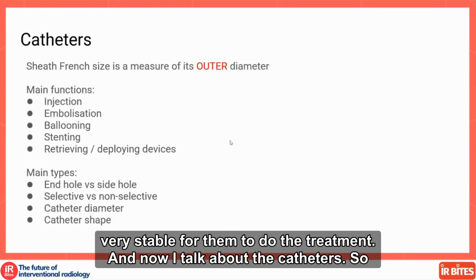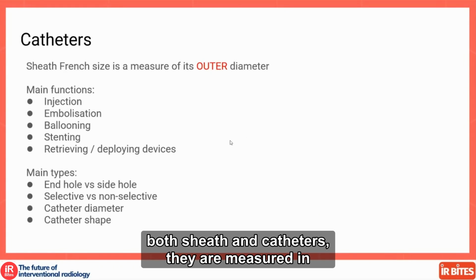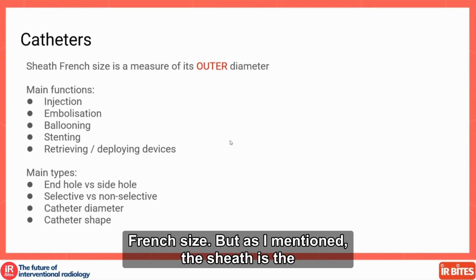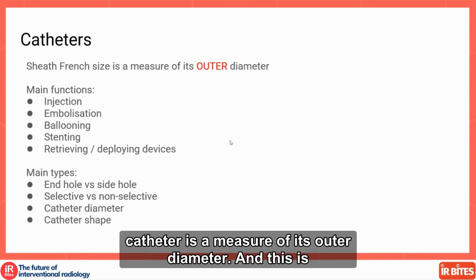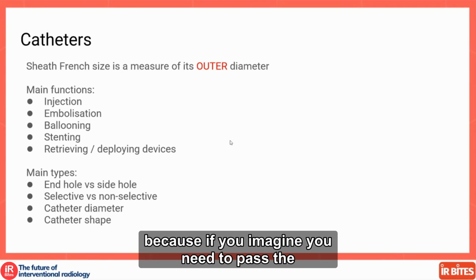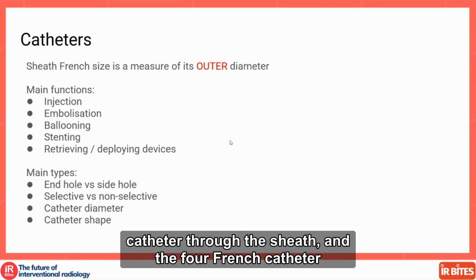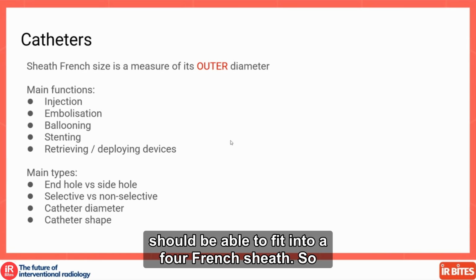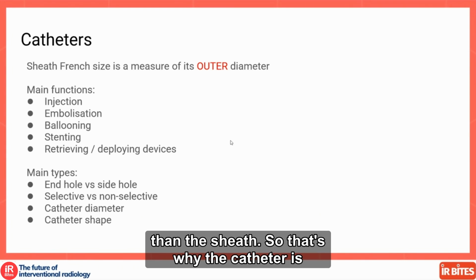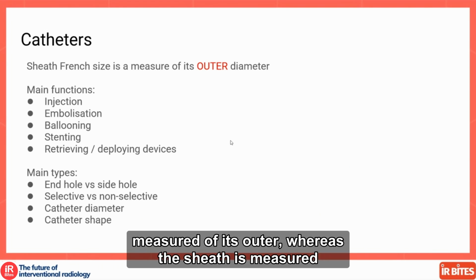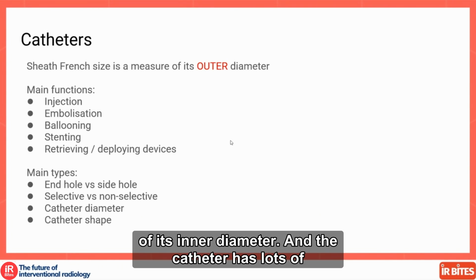And now I'll talk about the catheters. Both sheaths and catheters are measured in French size. But previously I mentioned the sheath is the measure of the inner diameter, whereas the catheter is a measure of its outer diameter. This is because you need to pass the catheter through the sheath, and a full French catheter should be able to fit into a full French sheath. So the catheter technically should be slightly smaller than the sheath. That's why the catheter is a measure of its outer diameter, whereas the sheath is a measure of its inner diameter.